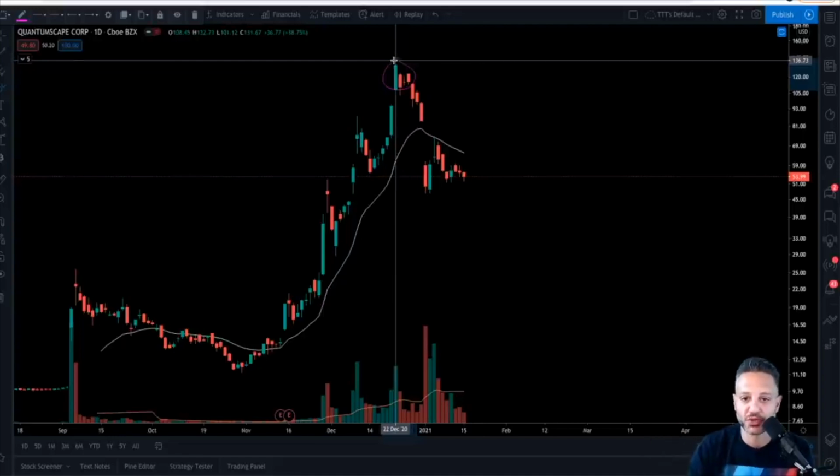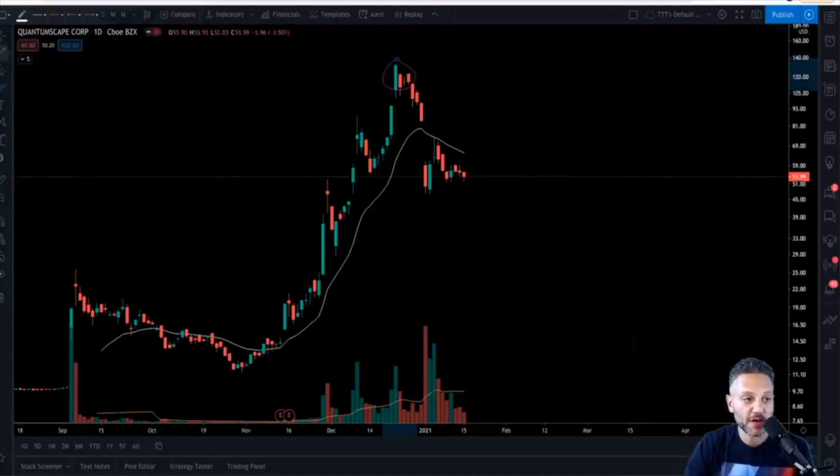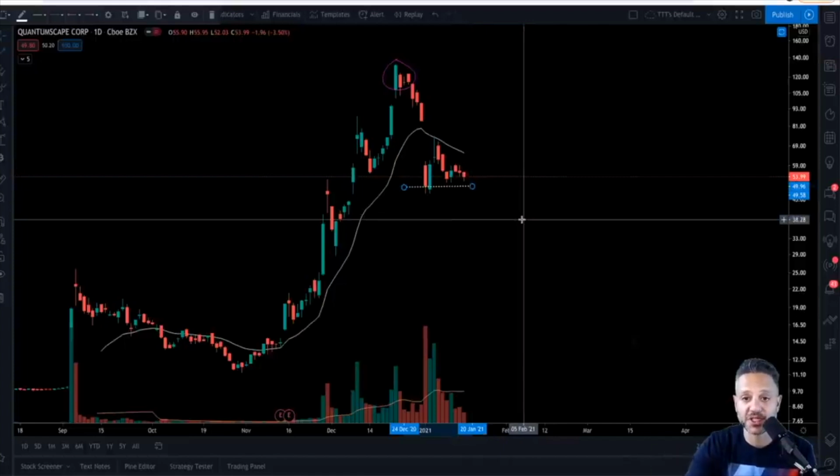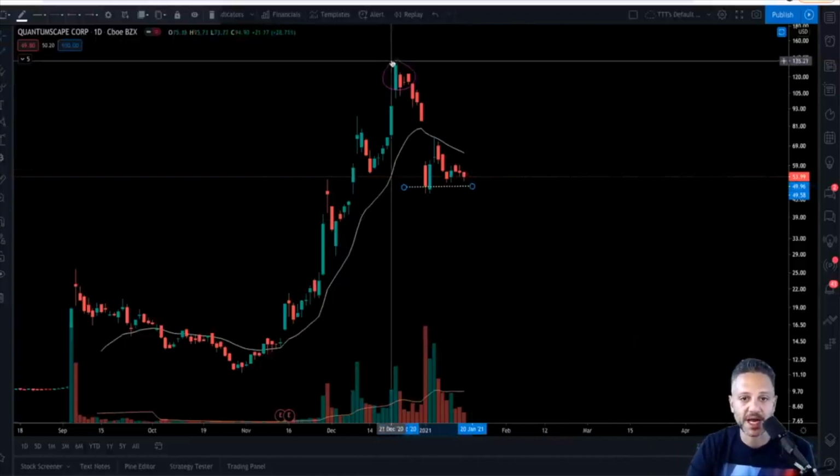I'm going to wait for a retracement. A retracement means a temporary pullback where you are looking for support for potentially an area to re-enter or enter a first position in a stock that you want. There's no way I'm buying QuantumScape here.